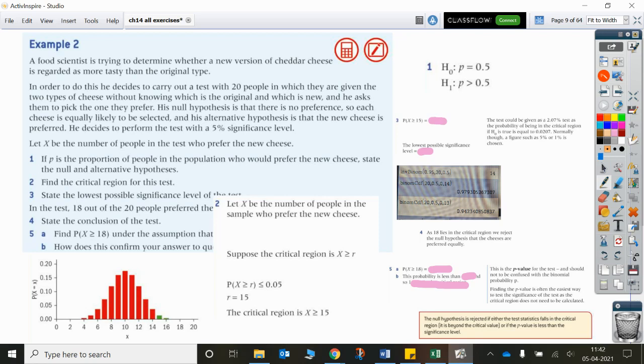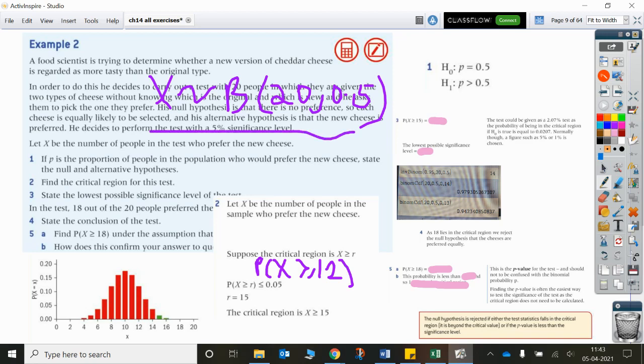Now, my suggestion here would be to use some trial and error. So I would say X is binomially distributed with 20 and 0.5. I would put in a trial value. So I would say X is greater than or equal to, and maybe start off with X is greater than or equal to 12. And you can see that that will give you too high a percentage.